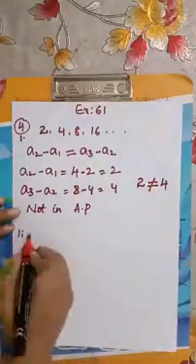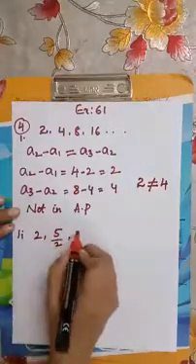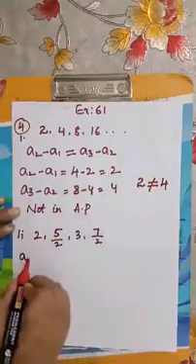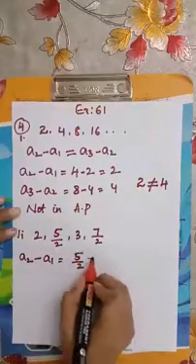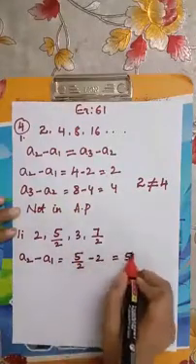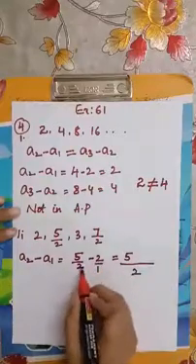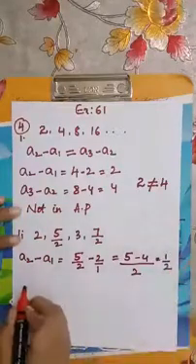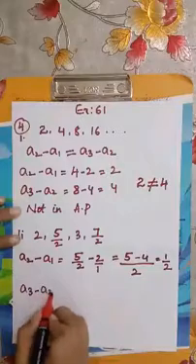The second bit, that is 2, 5 by 2, 3, 7 by 2. A2 minus A1. 5 by 2 minus 2. Take LCM now. LCM is 2. 5 minus 2 2s are 4. Answer is 1 by 2. Hope you all know this LCM and simplification.